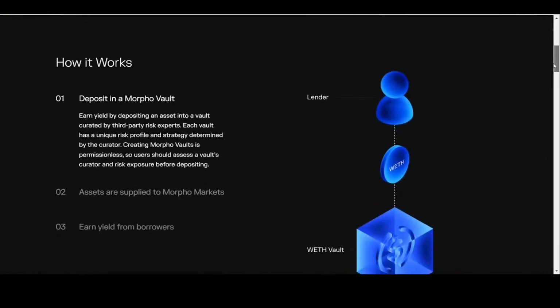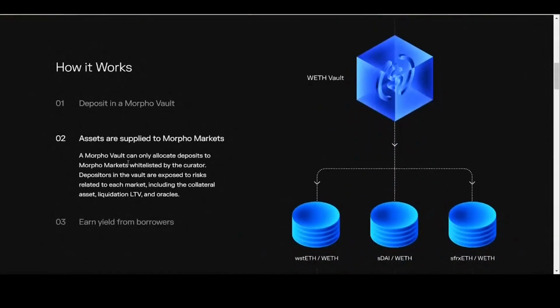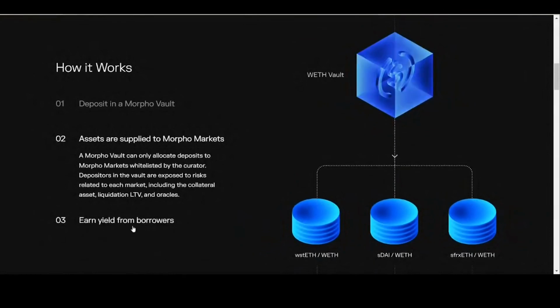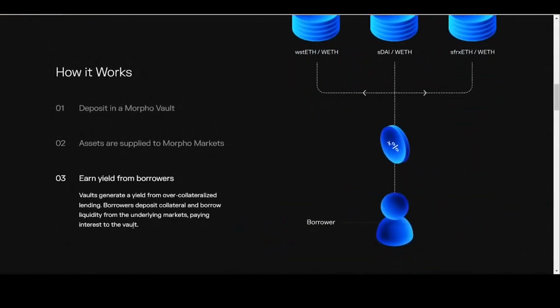And now let's check out how it works. You deposit this to the Morpho Vault. Assets are supplied to the Morpho Vault. Then you earn from borrowers. Earlier I showed you how you can borrow from Morpho, but those assets you're trying to borrow are not coming out of thin air. This is where liquidity is being provided. This is where you get the assets you borrow. And those who provide that liquidity also earn yields in return, which makes it a win-win for all the parties involved in using the protocol.